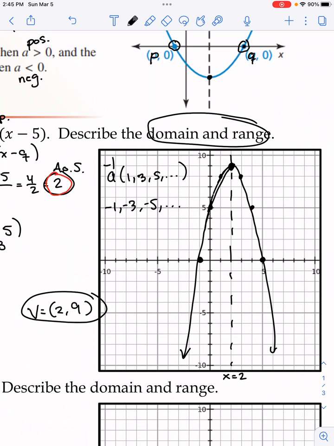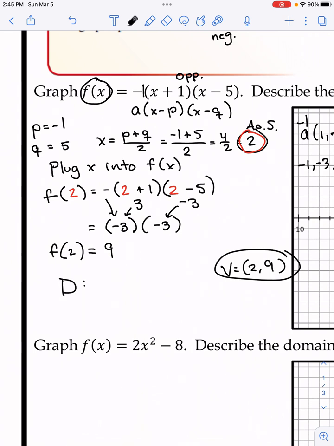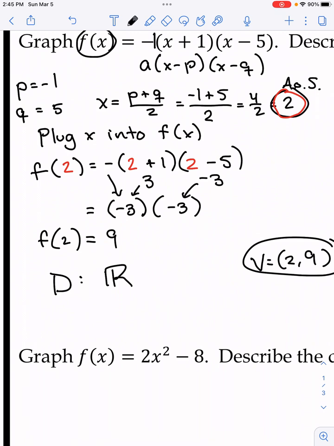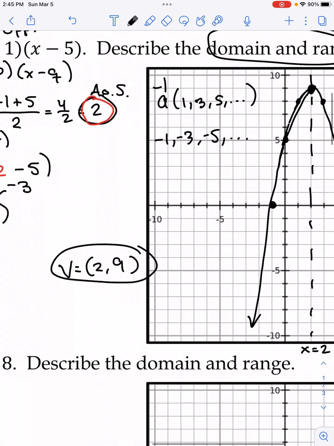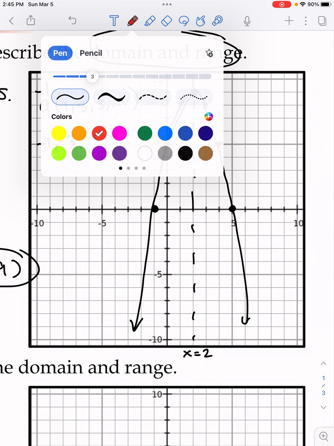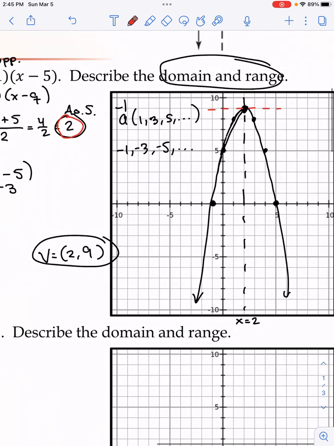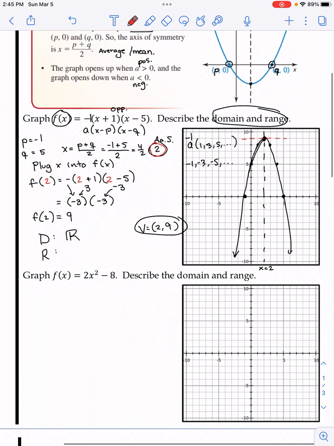Okay. But let's also put the domain and range. The domain of this is all real numbers. Again, the symbol for all real numbers is double-struck R, capital R. And the range of this is everything, we're going down, everything below a specific value. So it looks like we have a maximum vertex, everything below this red line. So this red line is at a height of 9. So y is less than or equal to positive 9.